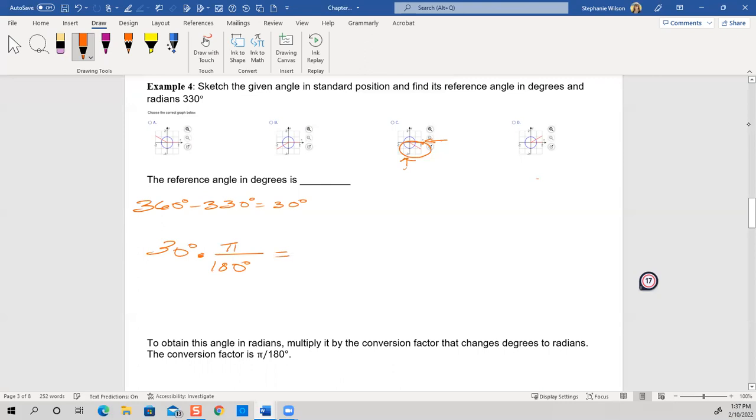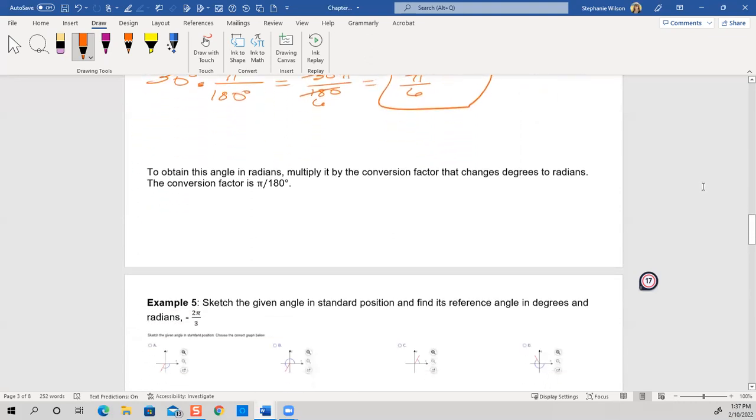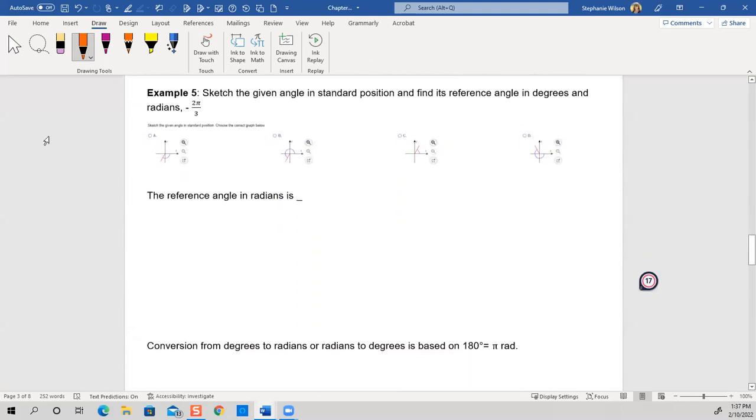So now I'm just doing the extra steps. You don't have to. The degrees reduced. If you notice, I'm not writing them now because they actually reduce with each other. Now I can reduce the 30 and the 180. 30 goes into itself once, and 30 goes into 180 6 times. So I'm left with pi over 6. So this is my degree measure in radians. Okay. Let's talk about number 5.